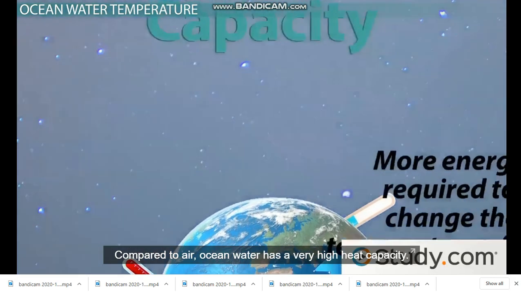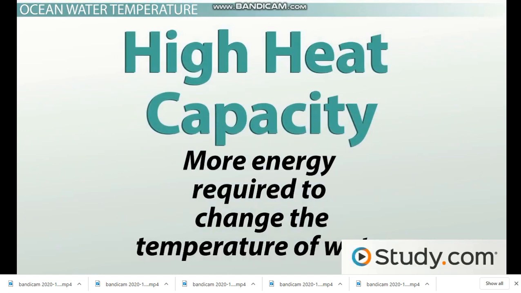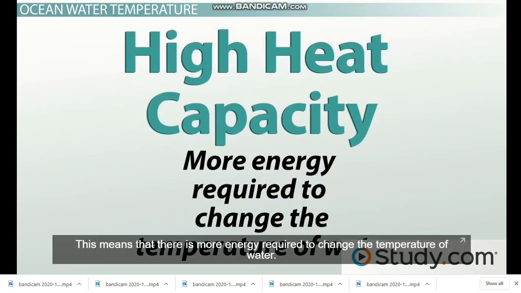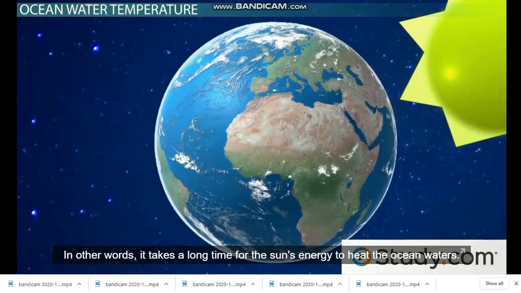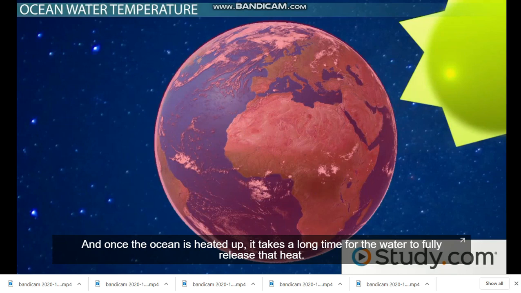Compared to air, ocean water has a very high heat capacity. This means that there is more energy required to change the temperature of water. In other words, it takes a long time for the sun's energy to heat the ocean waters. And once the ocean is heated up, it takes a long time for the water to fully release that heat.